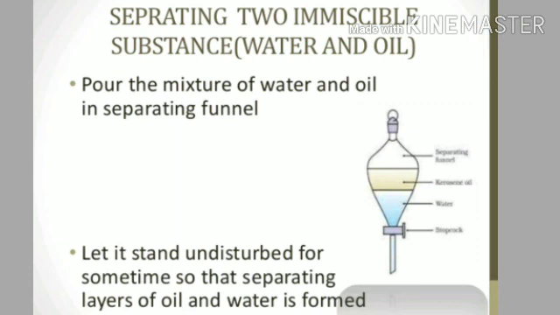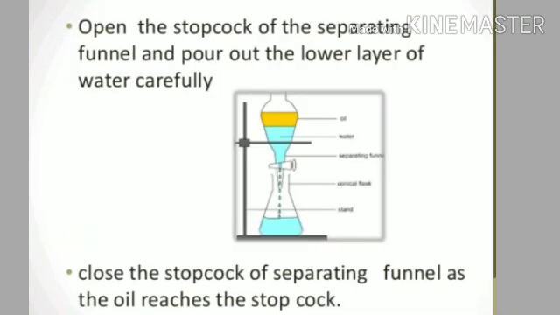When the tap is opened, the liquid with the higher density, which was at the bottom, starts to flow through the separating funnel into the container. The tap is then closed just before the liquid with the lower density starts to flow through. As all the liquid of higher density goes into the container, we close the tap, and we can separate these two liquids.